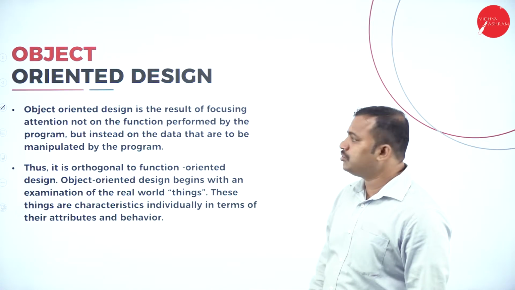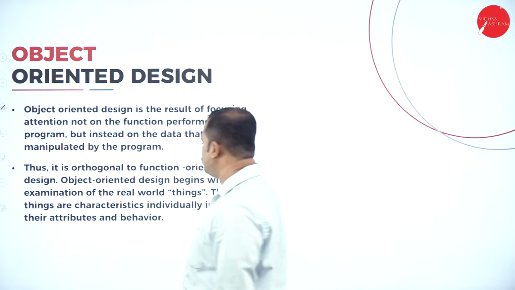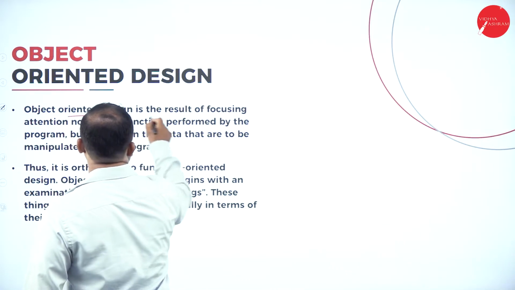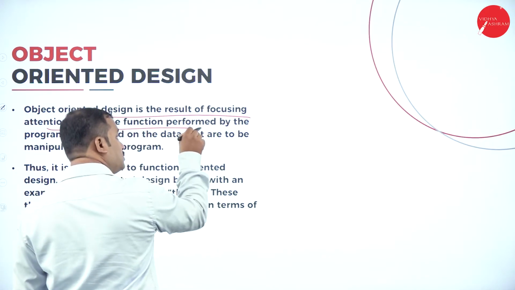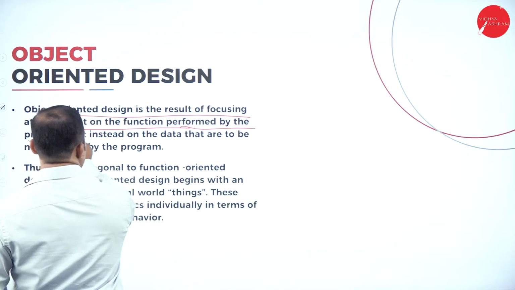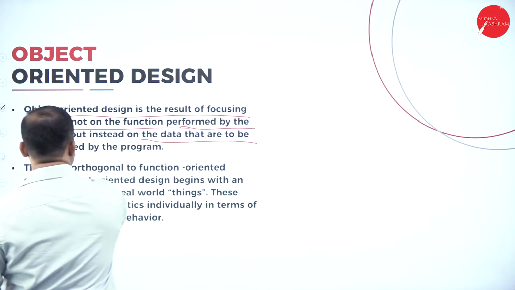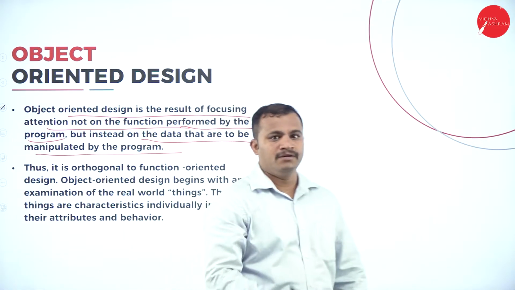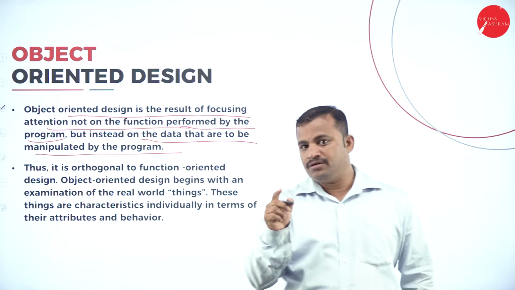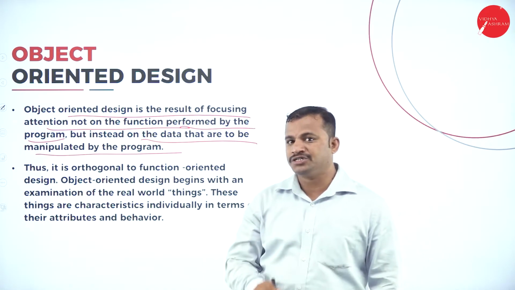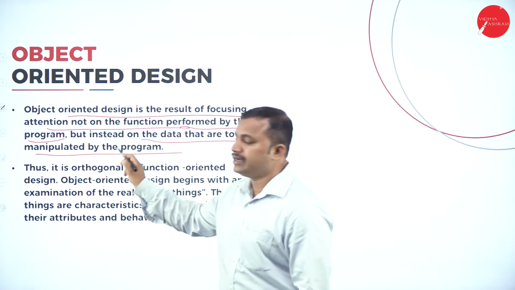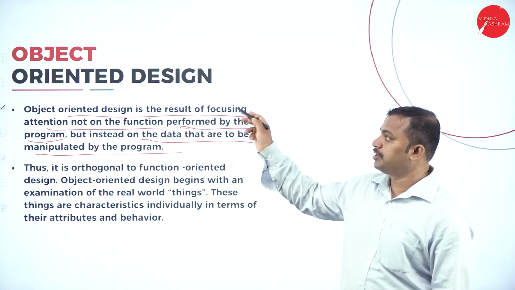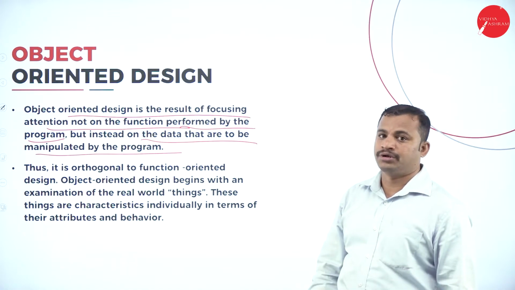Moving on to object-oriented design, it is a bottom-up approach. You shall see it here. Object-oriented design is a result of focusing attention not only on the functions performed by the program, but instead on the data that are to be manipulated by the program. Please see the difference here. We will not focus on the functions. Instead, we focus on the data that are to be manipulated by the program. That is going to be concentrated on by the object-oriented design.